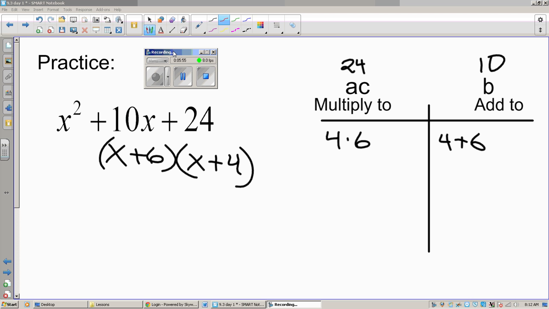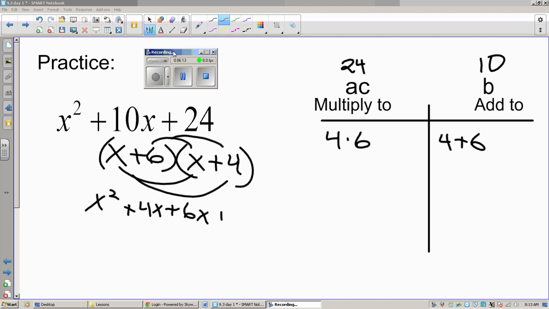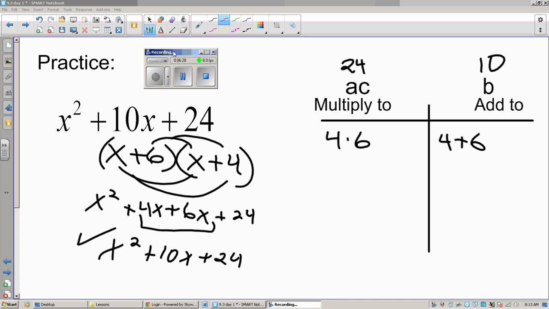And then we can check to make sure that that's right. You can start to see here, x times x is x squared, and then x times 4 is 4x. Again, this is the adding part. 6 times x is 6x, and 6 times 4 is 24. I combine my like terms: x squared plus 10x plus 24. That checks out. So I know my answer again is x plus 6 times the sum of x plus 4.